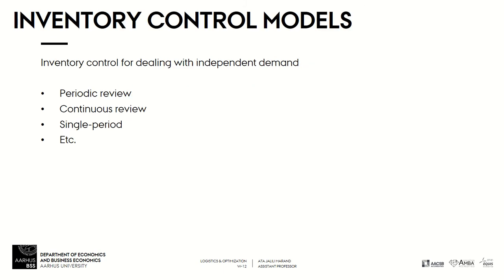We have different models: periodic review model, continuous review model, and single period model. The focus of the course will be on the continuous review model and the single period model. But in this video, I will also tell you about the periodic review model in order to make it easier for you to understand the differences between a periodic model and a continuous review model, and where the names come from. So it will make more sense when we know about both of them.